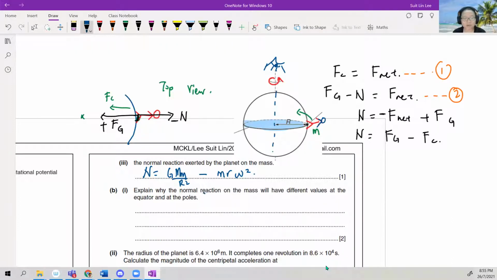Explain why the normal reaction on the mass will have different values at the equator and at the pole. So this one is at the equator.